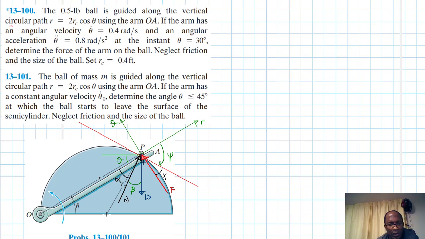Let's write down the components. We'll have one component like so there, and another component there. Then for the weight, sorry, the weight is facing downwards, we'll have one component there like so, and another one like so.